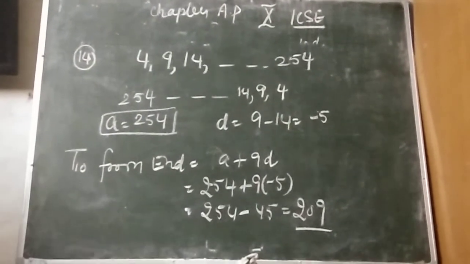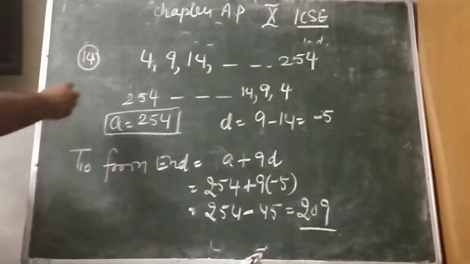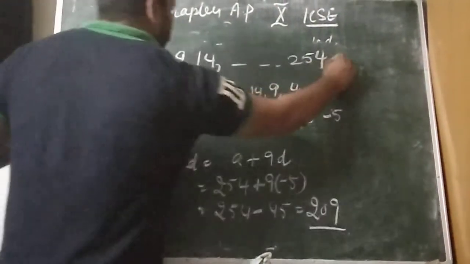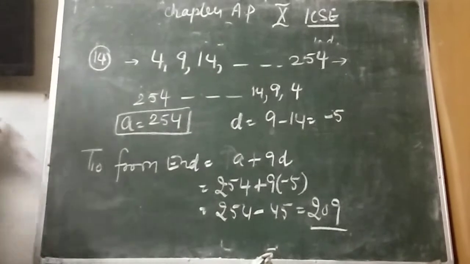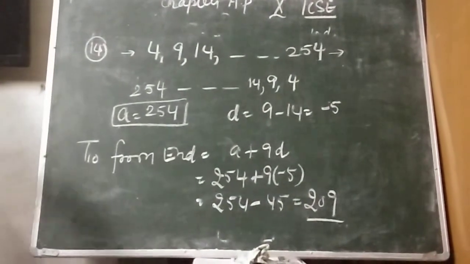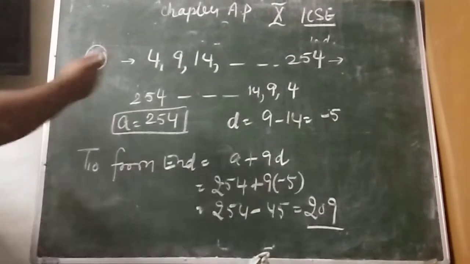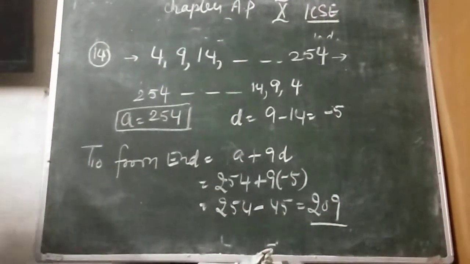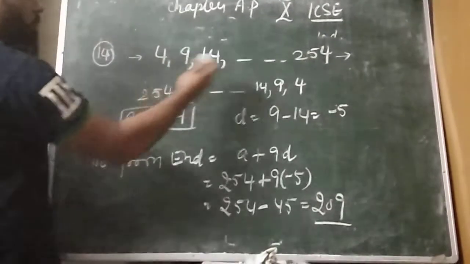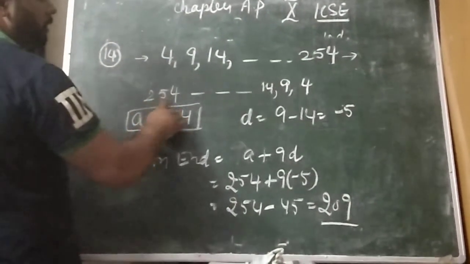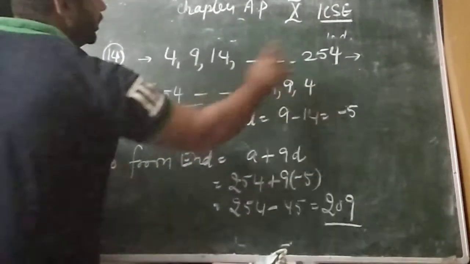In this question, what they ask: here an AP is given, this is the AP. We have to find the 10th term from the end. That is, we find the 10th term from the back. For that, what we have to do is reverse the sequence. That is, make the last term the first, reverse it: 254, then 14, then 9, then 4.